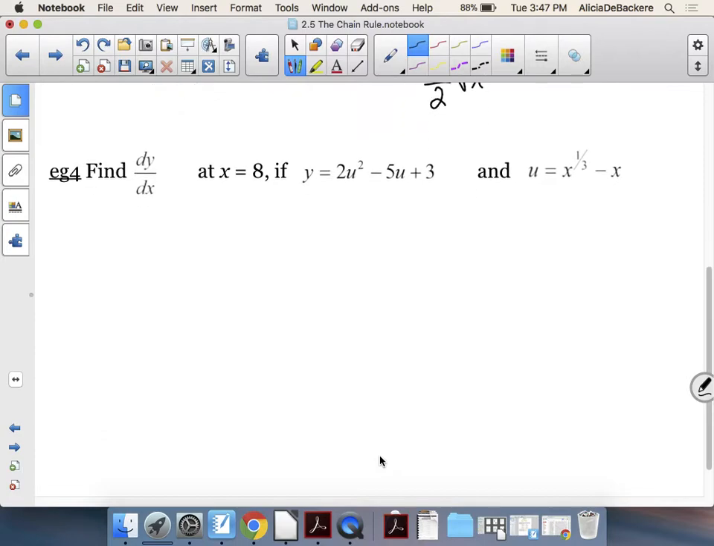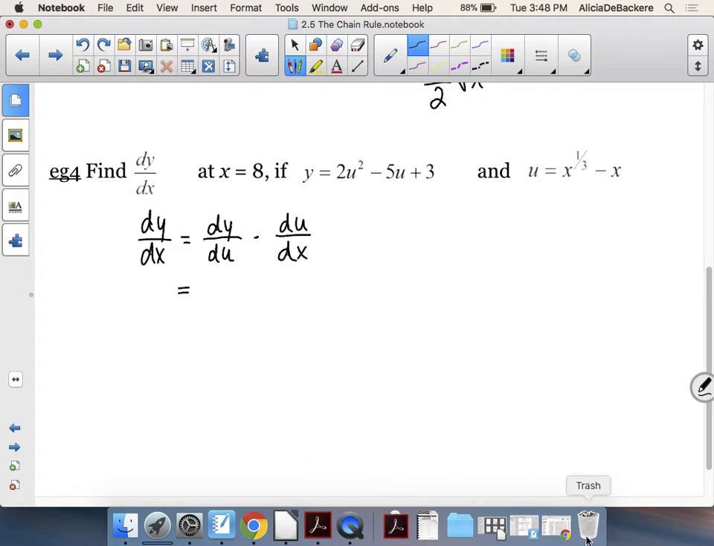All right, example 4. So I want to find dy/dx at x equals 8 if y is equal to 2u squared minus 5u plus 3. That's the mother with the u, the baby inside. And u is equal to x to the 1/3 minus x. That's the baby. So I'm going to find the derivative, and I'm using my Leibniz notation. So dy/dx is equal to the derivative of y in terms of u times the derivative of u in terms of x.